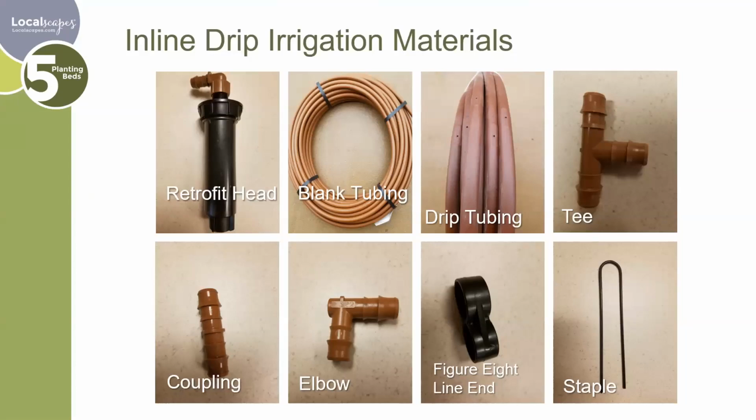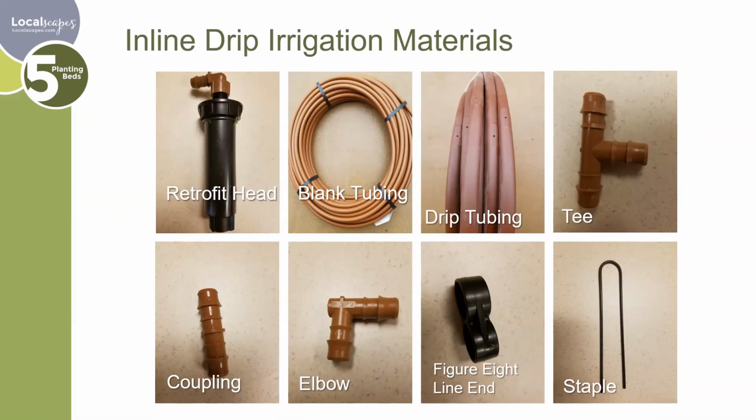So we have the retrofit head, which will connect to a spray irrigation head that's already in the ground. So this is how you can convert a spray head into a drip irrigation system, with that retrofit head. And that does have the filter and the pressure reducer inside of it. We have blank tubing. This is the tubing that goes in areas where there aren't any plants. So it's your connective tubing.